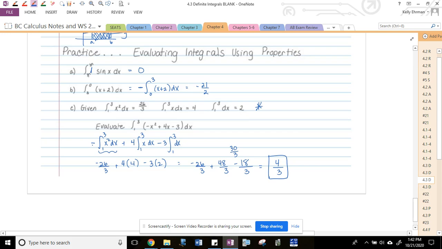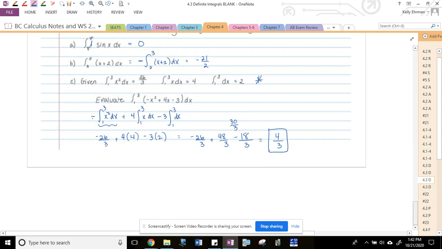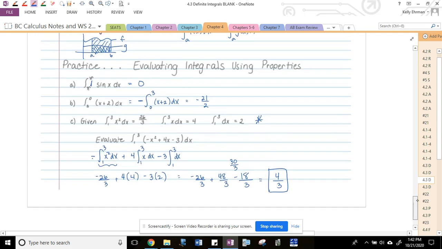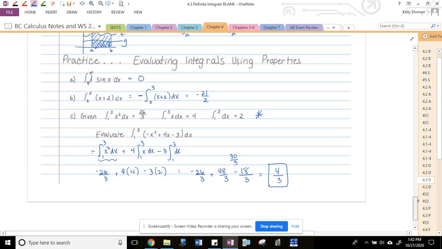Now, in the next day or two, we are going to be not using geometric values. We will just be using our integration rules that we know. But sometimes it is faster to just think about the actual area. So that's what this lesson was all about today.